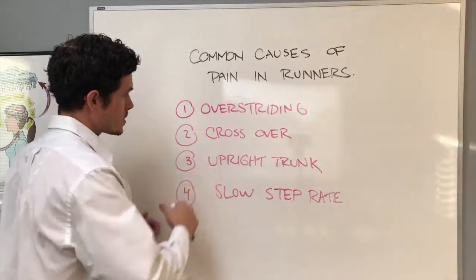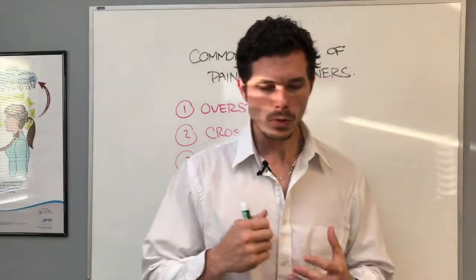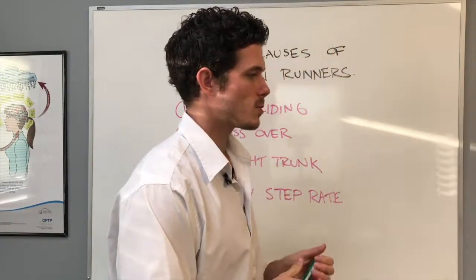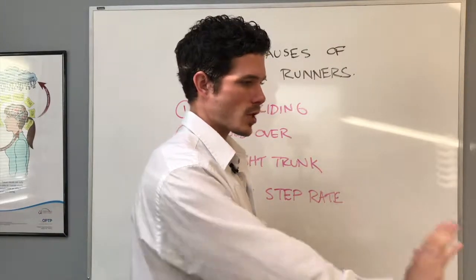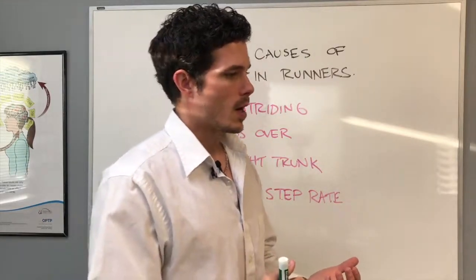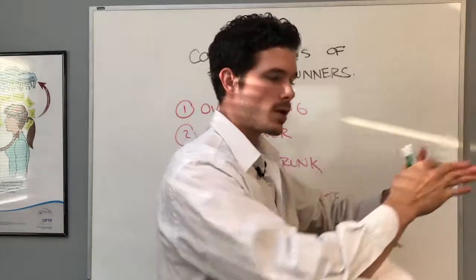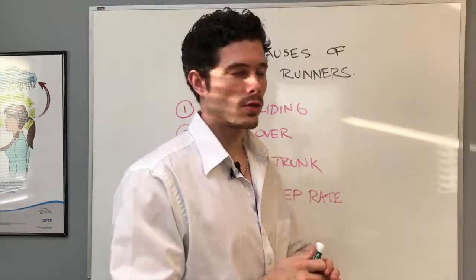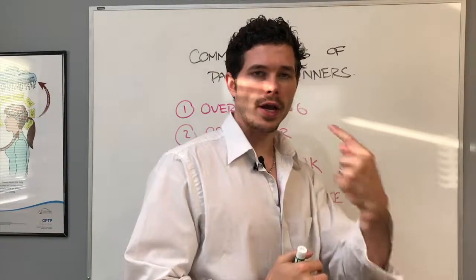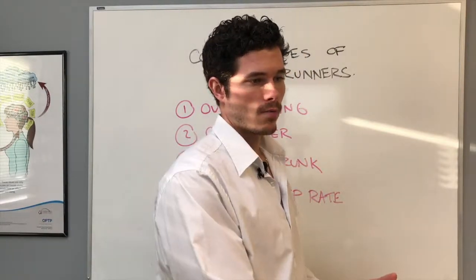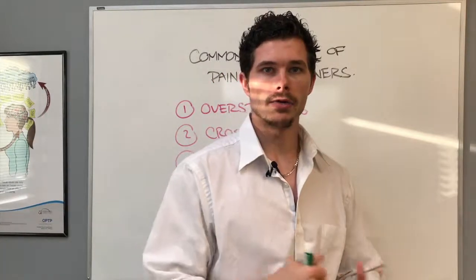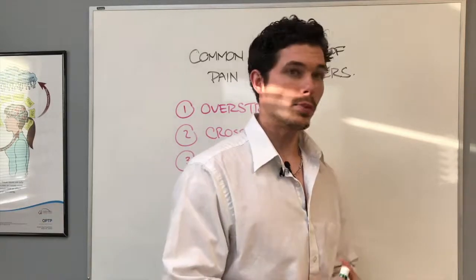So the first one is overstriding. If we were to film a video of you running from the side, a lot of times we'll see that the person strikes almost like with their heel, but in front of their body. If you think about it, when you're running, you're going this way. You're not trying to slow yourself down. So if you strike in front of yourself, you're impeding your progress, and you're increasing the force that the road or surface, whatever you're running on, exerts up through the lower leg. So you increase the force through the legs by overstriding.